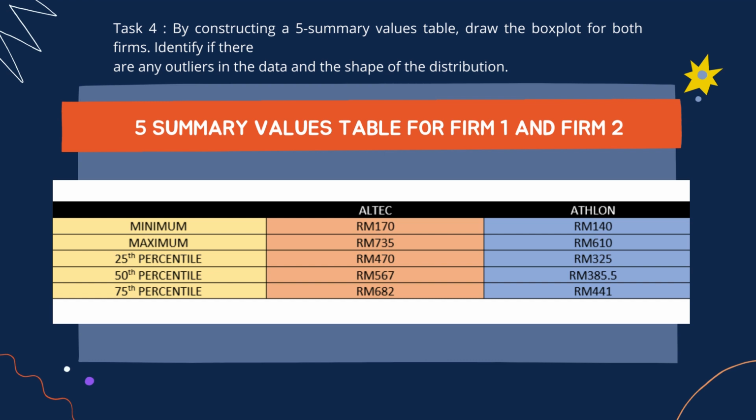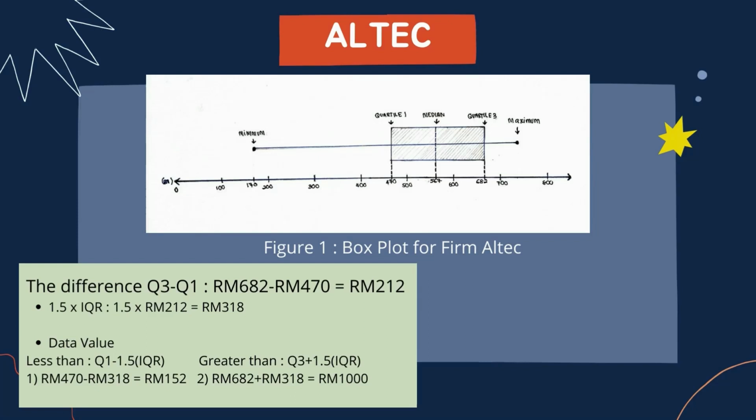Based on this table, we will draw the box plot and find the IQR to know if there are any outliers or not. So here is the box plot for firm Altec, completed using the five-number summary table. To draw it, first plot the minimum number, which is 170 ringgit, and extend the line to the maximum number, 735 ringgit. Now we draw a box starting from quartile 1, the 25th percentile, 470 ringgit, to quartile 3, the 75th percentile, 682 ringgit. At the middle of the box, we draw the line for the median, quartile 2, the 50th percentile, which is 567. And we're done drawing the box plot.